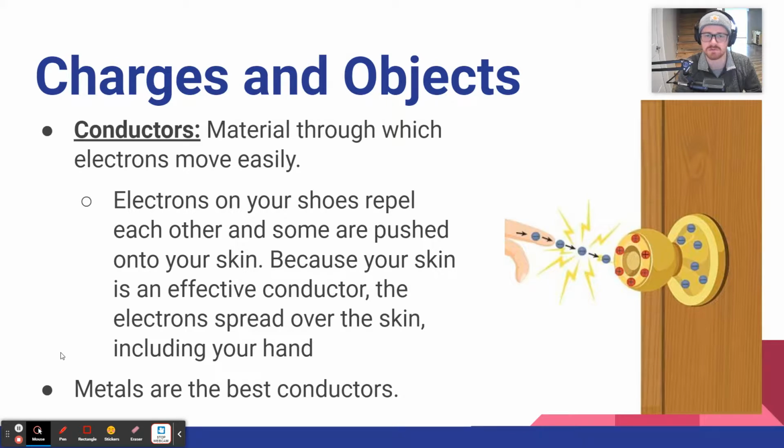All right, so charges and objects. I mentioned this word conductor a while ago, and hopefully it's a word that you've heard before in reference to electric fields, static electricity. Conductors are materials through which energy, specifically in the form of electrons, moves most easily. So most of these are metals.